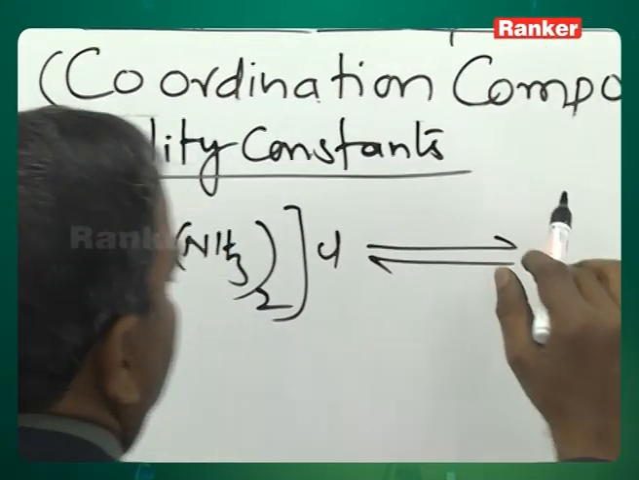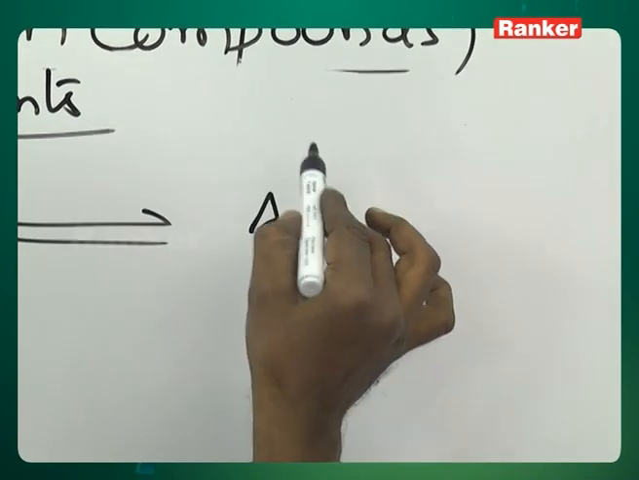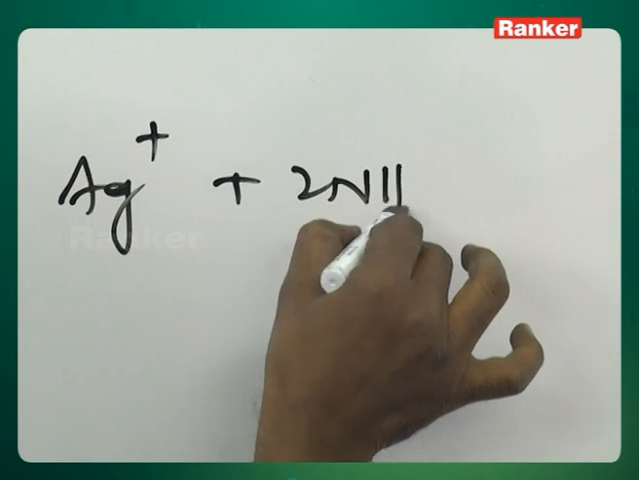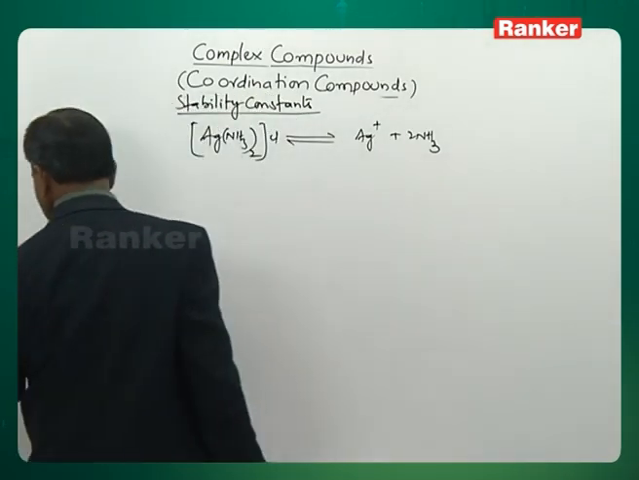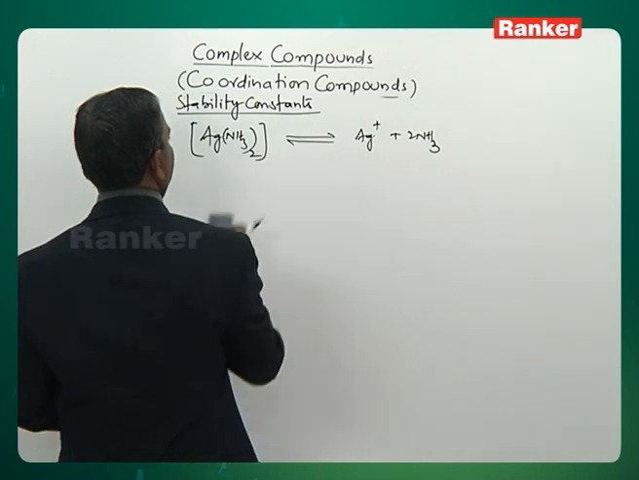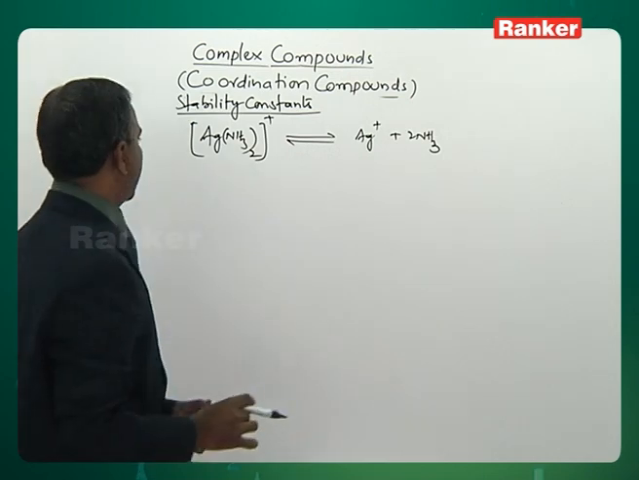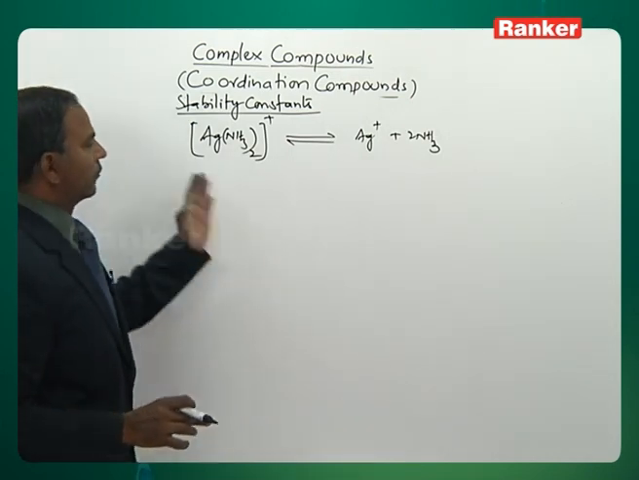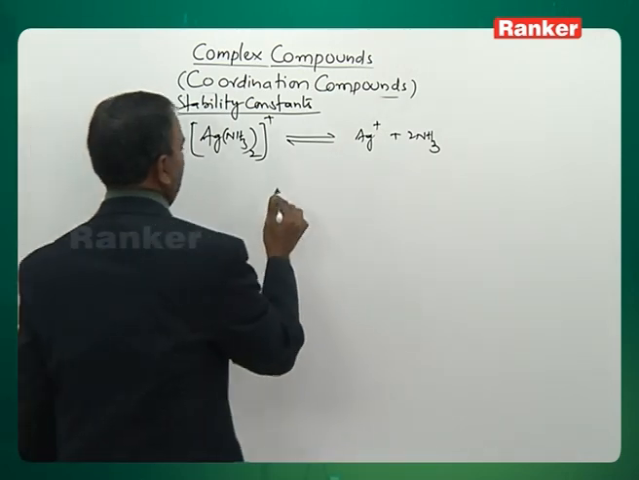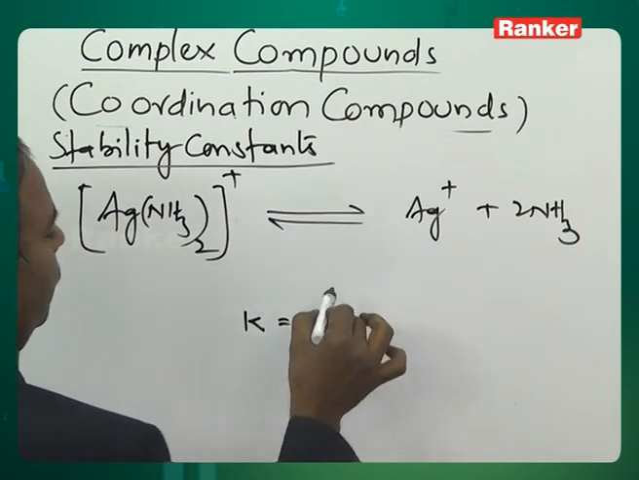It ionizes to produce what? A metal cation and amine ligands. Instead of writing this particular chloride, let me write it in a brief, easy way: [Ag(NH3)2]+ ionizing in the aqueous solution like this. Let us write the equilibrium constant for this particular equilibrium equation.